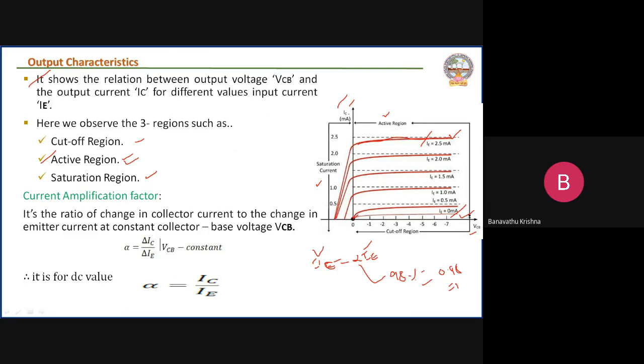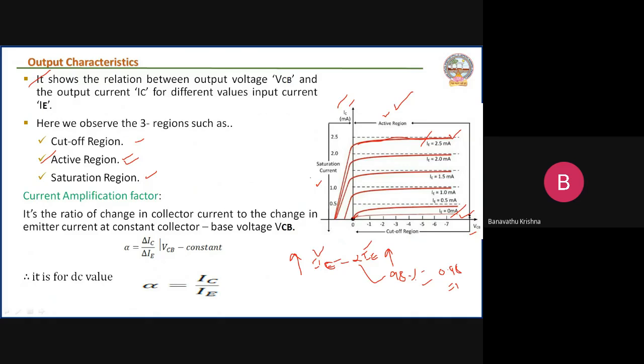As IE increases, IC also increases, because they are almost approximately equal to each other. The collector current and the emitter current are approximately equal. So as IE increases, the collector current also increases. That is the active region.